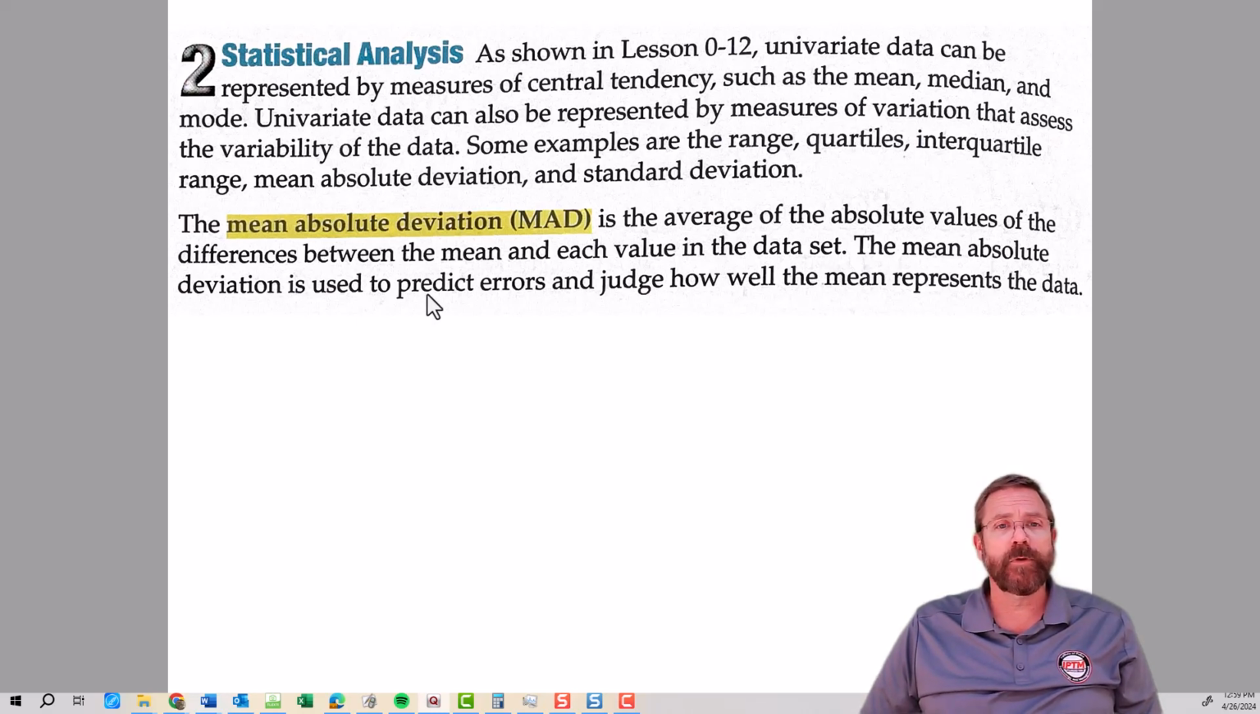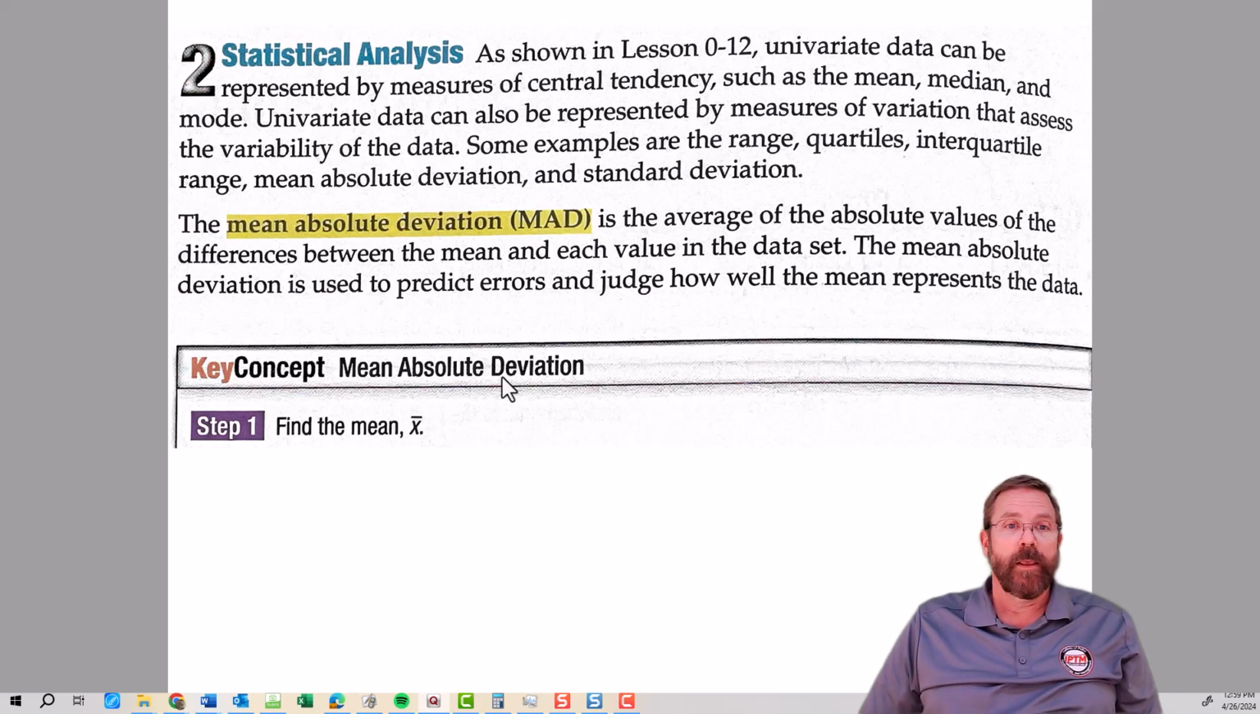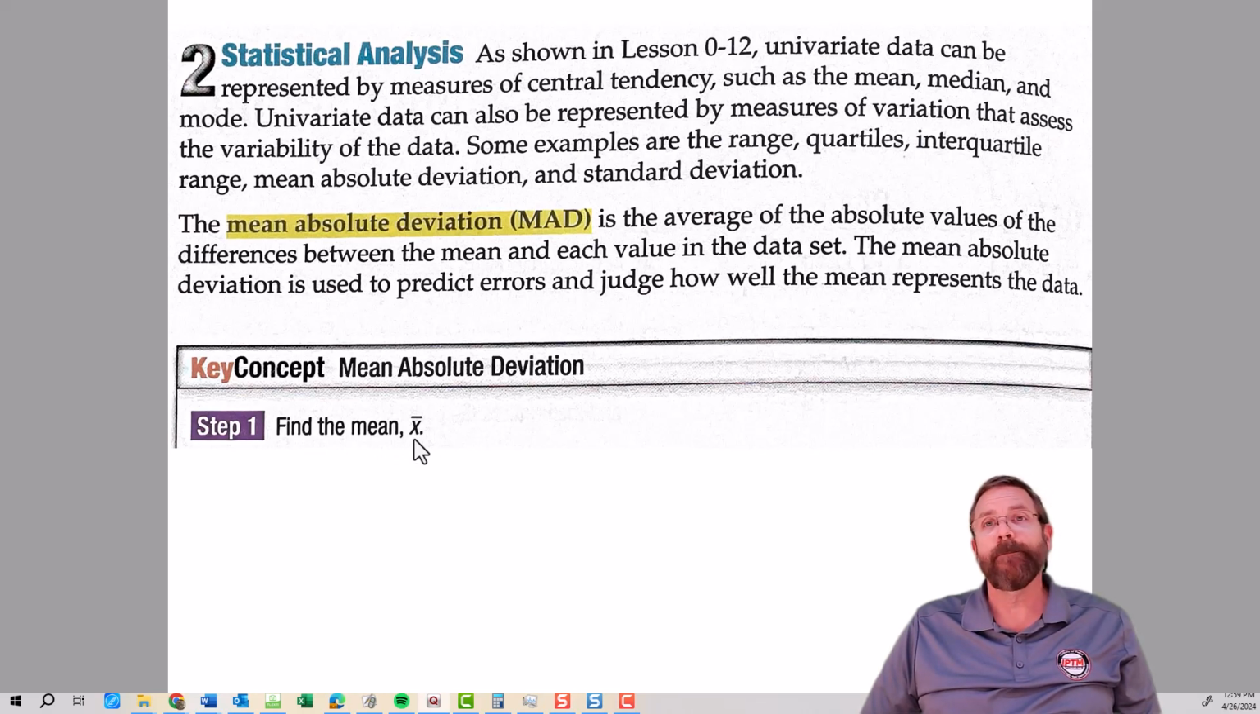The mean absolute deviation is used to predict errors and judge how well the mean, or the average, represents the data. If you recall, we're going to start off by finding the mean, and they represent the mean with an X with a line over it. Anytime you see X with a line over it, that means the mean or the average of the data set.